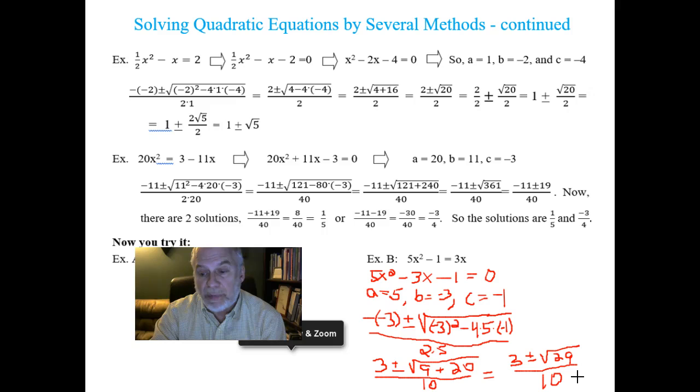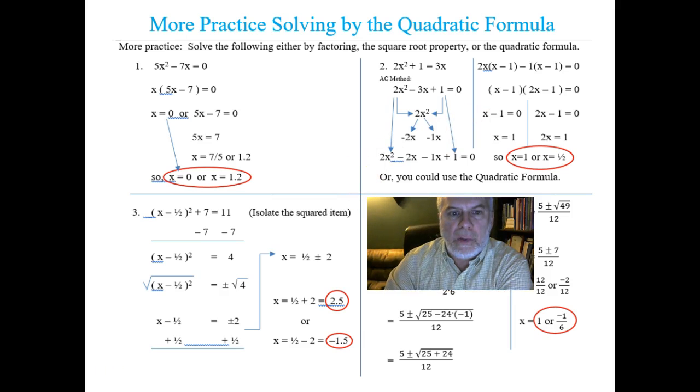Now, you can't simplify the square root of 29. It's a prime number. 29 is a prime number, so you can't even try to simplify it or break it up. I just have some more examples of all the types of solving that we have.